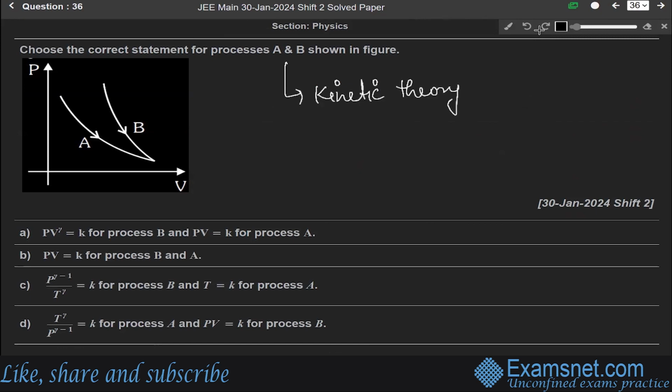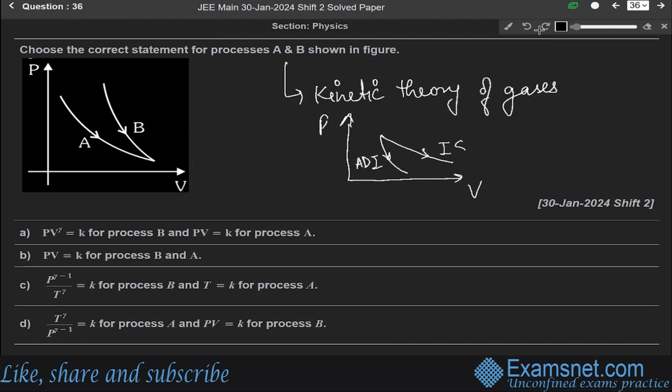Kinetic theory of gases. Okay. Now according to this question, we have to find whether the process A is adiabatic or isothermal or what. Since we know a famous graph, like if this is volume, in the y-axis there is pressure, we have seen normally this type of graph, like this. In such type of graph, this is adiabatic process and this is isothermal process. Okay, now if we extend it like this, this is the same as the given graph.